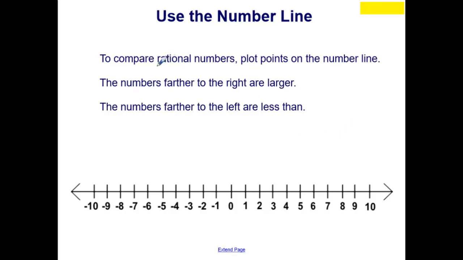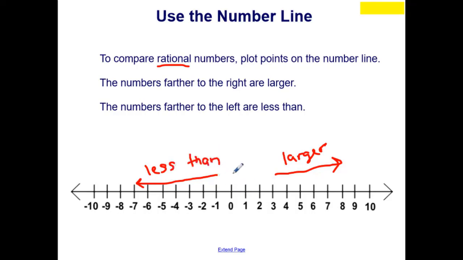To compare rational numbers, we again can plot points on the number line. The numbers farther to the right are larger, and the numbers farther to the left are less than or smaller. Again, we're always comparing to that 0 in the middle or comparing the two numbers wherever we plot them.